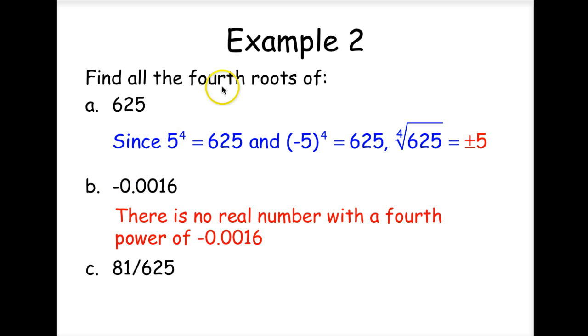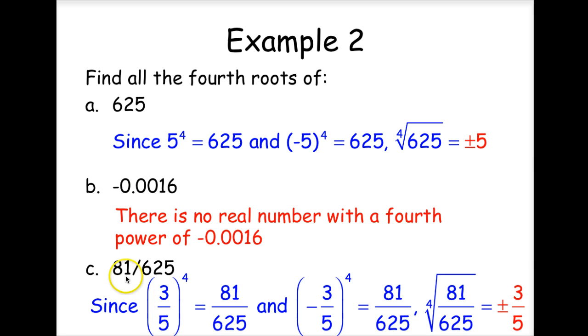Since this is a negative, this is an even root with a negative number. There is no real number with the fourth power of this negative number. So whenever this is a 2 or a 4 or 6, any even number, you cannot have a real root of a negative number. The fourth root of 81 is 3. The fourth root of 625, as we've already learned, is 5. So the fourth root of 81 over 625 is positive or negative 3/5. Remember, it has two real roots, both a positive and a negative, when it's an even index.